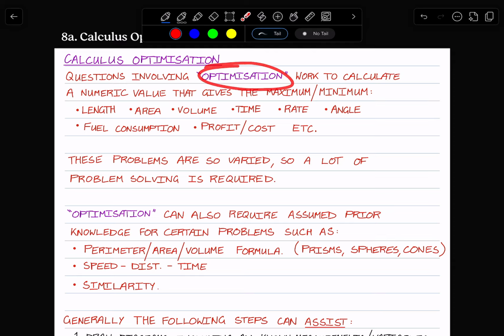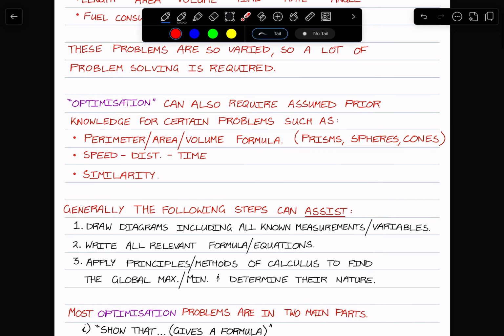Questions involving optimization work to calculate a numeric value or expression that gives the maximum or minimum length, area, volume, time. It could be a rate, an angle, a fuel consumption, a profit or a cost, or anything, because these problems are so varied, so a lot of problem solving is required.